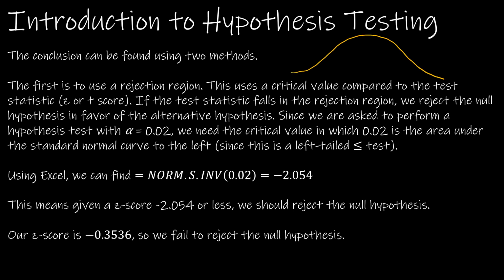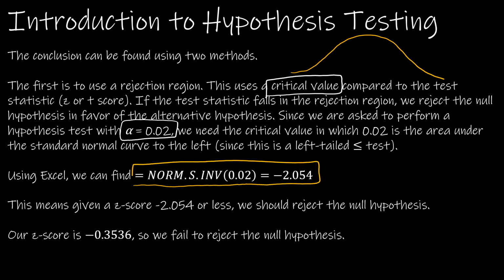Think about our normal curve. What we're going to do is we're going to find a critical value. Now we should be really good at finding critical values because we've been doing that when creating confidence intervals. So it's the exact same thing. In this question that we're working on, we have a critical value, an alpha level, a level of significance, which is an alpha level of 0.02. So if I use Excel to find NORM.S.INV of 0.02, I get negative 2.054.